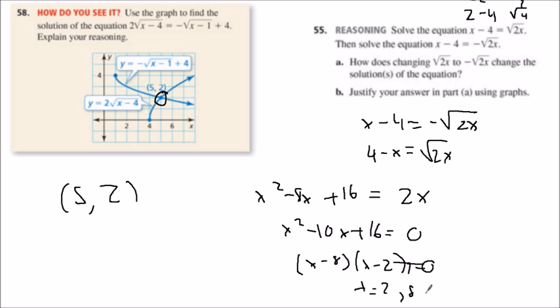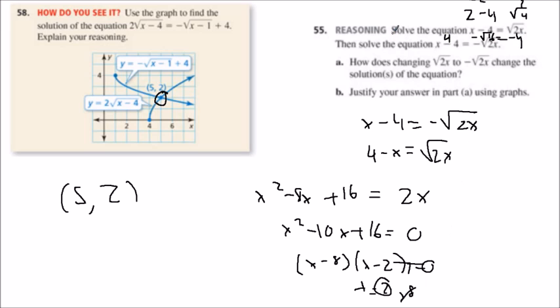If you plug them back into the equation, let's plug 2 in. 2 minus 4 is negative 2. The square root, that minus the square root of 4, so minus the square root of 4 is equal to minus 2. That's correct. So 2 is a correct solution. If we put 8 into the equation, 8 minus 4 is 4. 2 times 8 is 16. Minus the square root of 16 is negative 4. So 8 is not a correct solution.